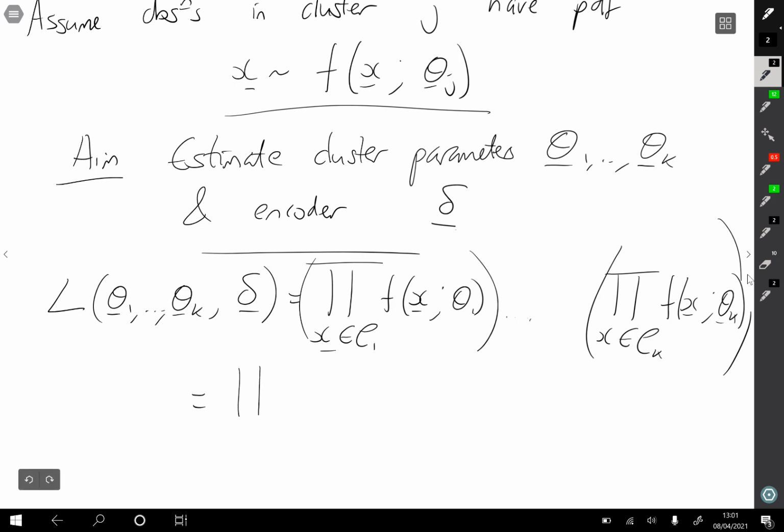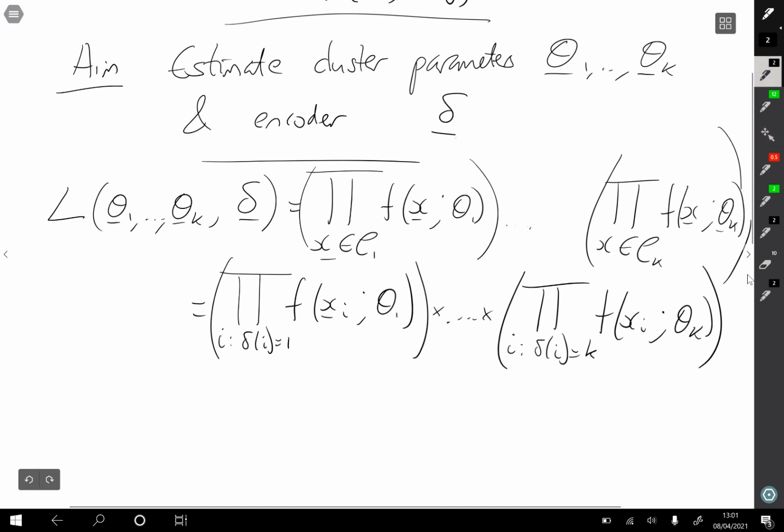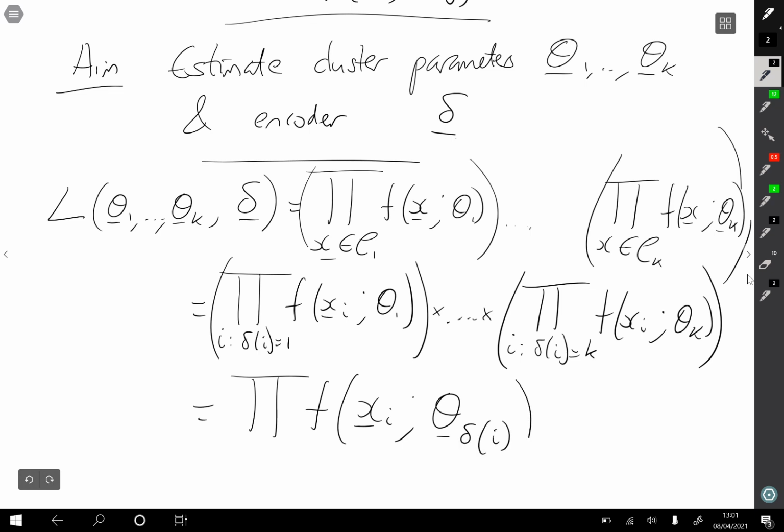Or another way of writing this is the product of f(x_i given theta_1) over all those i's such that delta_i equals 1, times dot dot dot, the product over all those i's such that delta_i equals k of f(x_i given theta_k). So that's the likelihood. And one final way of writing this is simply as the product of the x_i's, where the parameter for x_i is given by delta_i, the encoder, which tells you which cluster we're in. So this is the product from i equals 1 up to n. So this is the likelihood of the parameters theta_1 up to theta_k and delta given the data.